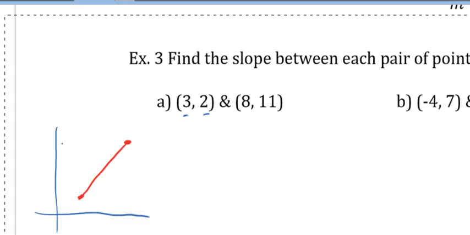But I can't count because I don't have squares, I don't have a grid, I don't have any of that. But what I do know is I do have these values. So this is a 3, and this is an 8, and this is a 2, and this is an 11. So if I want to count the rise, what is it? Ashley? 9. How'd you get that? 11 minus 2. Awesome. What's the run? 5. Same thing, right? 8 minus 3.